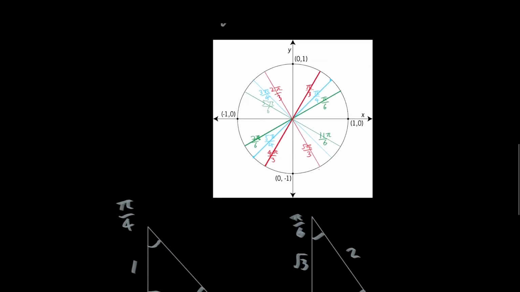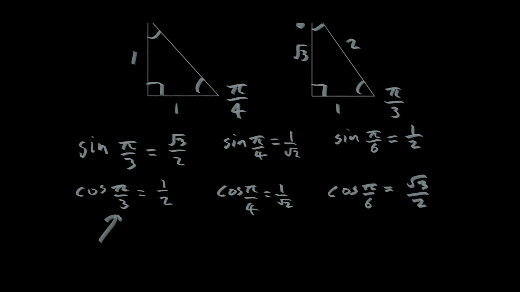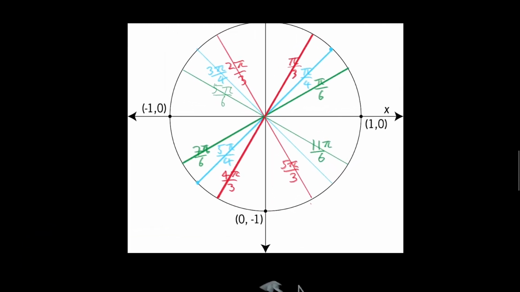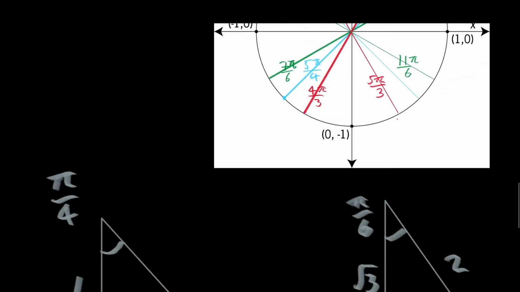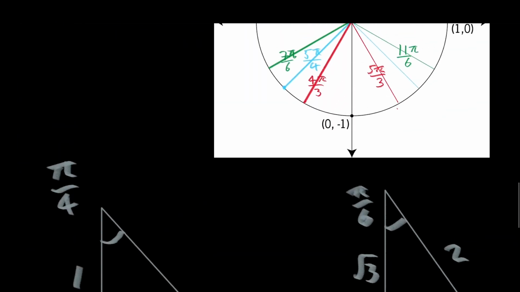Okay, when we go to the trigonometric unit circle, let's just take pi on 3. We know that at that point on the unit circle, the x component for that point is 1/2, and the y component is going to be root 3 on 2. If you're not sure what I mean, I'm about to show you. Did I do pi on 3 or pi on 6? I did pi on 3. Yes, I did do pi on 3.